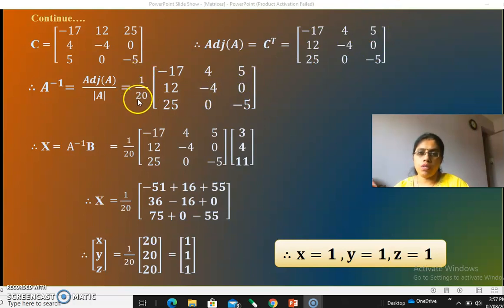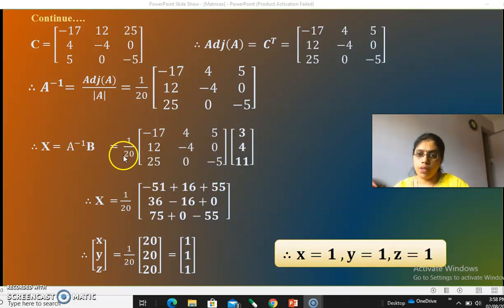Keep that 1 upon 20 outside the matrix. Do not immediately multiply it; we'll multiply it at last. Okay, this is your adjoint of A now. So now our final step is to find the X matrix, the x, y, z values. What is the formula for finding X? It is simply equal to A inverse into B. Multiply these two matrices. This is our A inverse matrix.